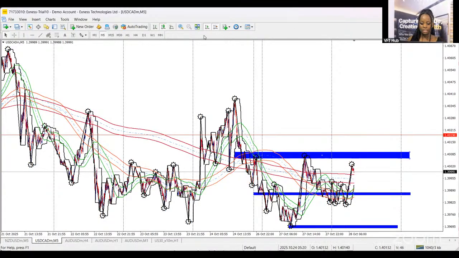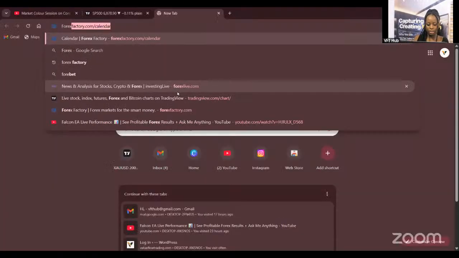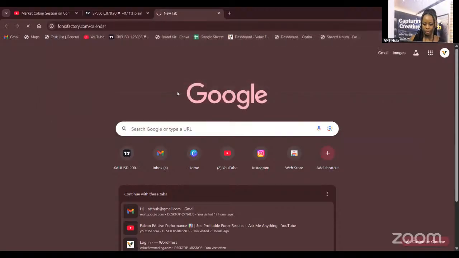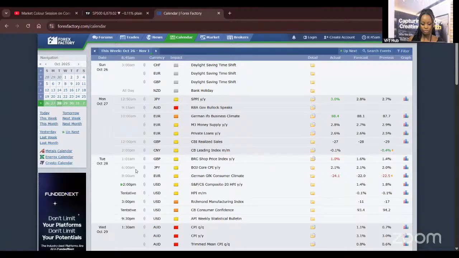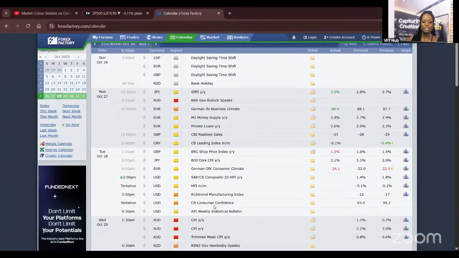That's basically it. I'm going to quickly take a look at Forex Factory so we know what is coming out today and how that might impact the market. So today is the 28th of October, Tuesday. It's a very slow day. There's no high impact news. Everything here is medium impact, low impact, right? So there's not much coming out today that will really cause much volatility in the market.